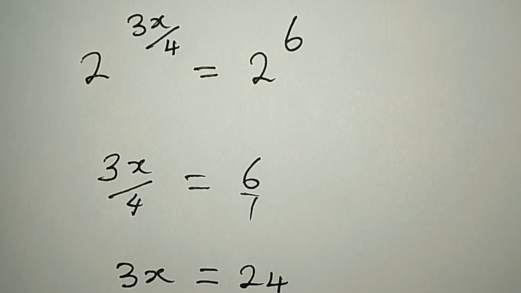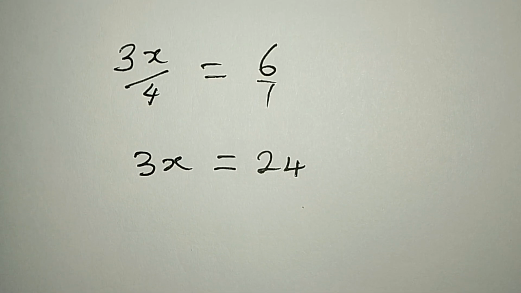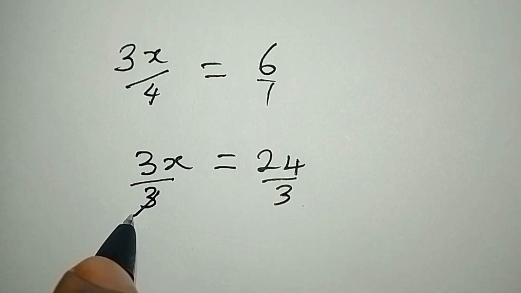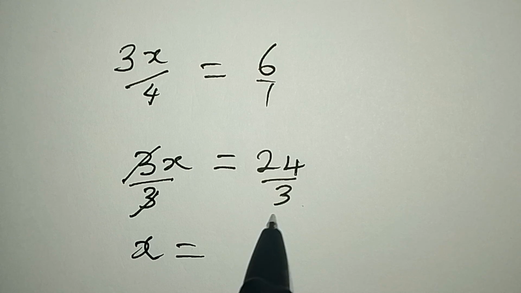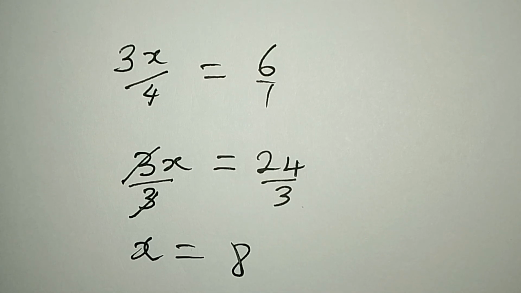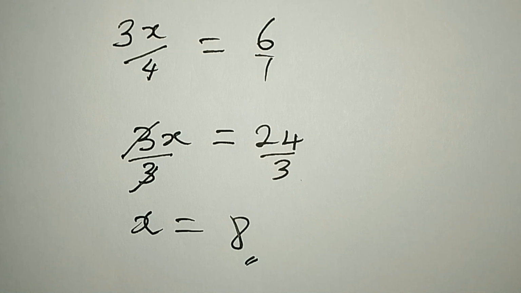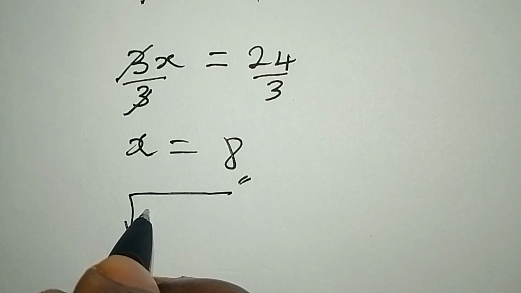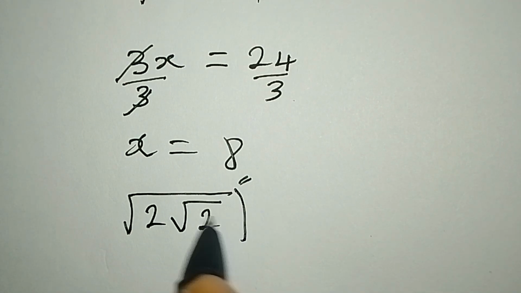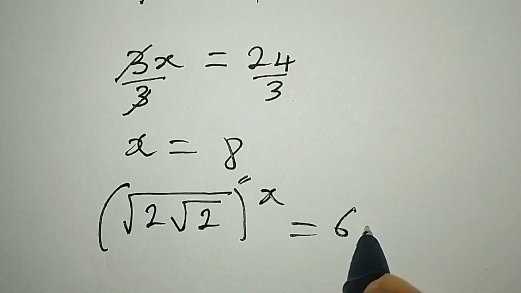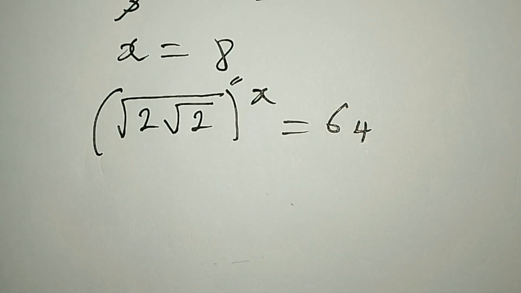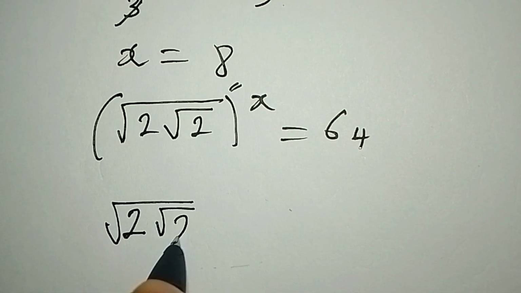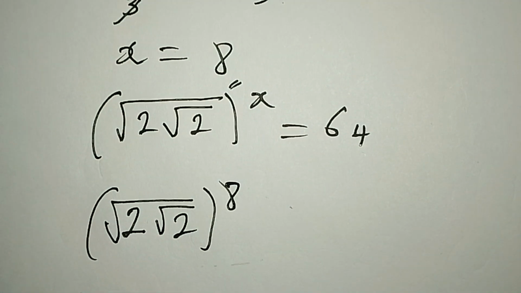To get the value of x, what should I do? I will divide both sides by the coefficient, which is 3. This and this will go, so that x is equal to 24 divided by 3, which is 8. So the value of x, according to the equation, is 8. Now let us put that 8 back into this: square root of 2 square root of 2, to the power of x, equals 64. Square root of 2 square root of 2 to the power of 8 should give us 64, right?